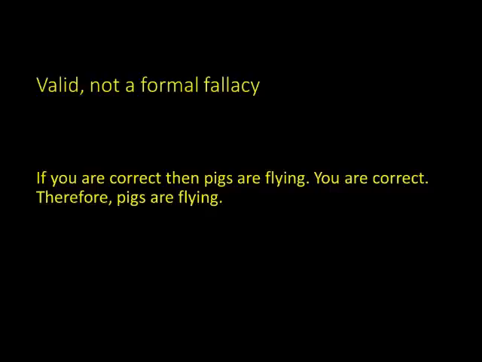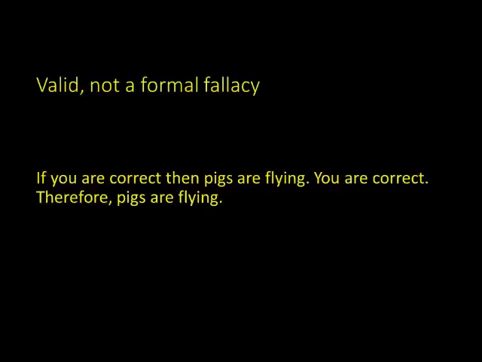Now what's interesting is that this argument is actually valid. It's not a formal fallacy. I immediately know it's valid because it takes the form of modus ponens. If A, then B, A, therefore B. Right? Where A represents you are correct and B represents pigs flying. Again, this and any other argument that takes the form of modus ponens is valid because the conclusion must be true if we assume the premises are true, if we imagine the premises are true. That's what valid means, right? Does the conclusion follow when you assume the premises are true?